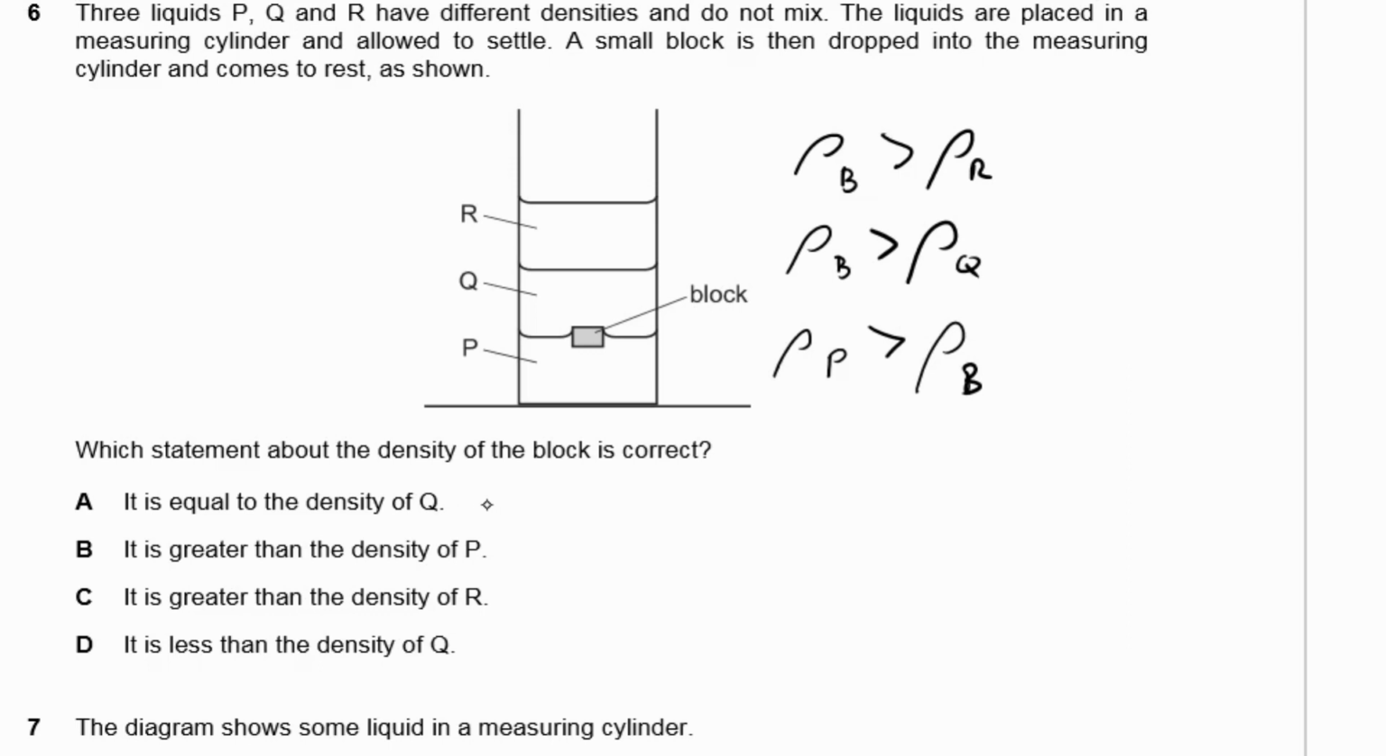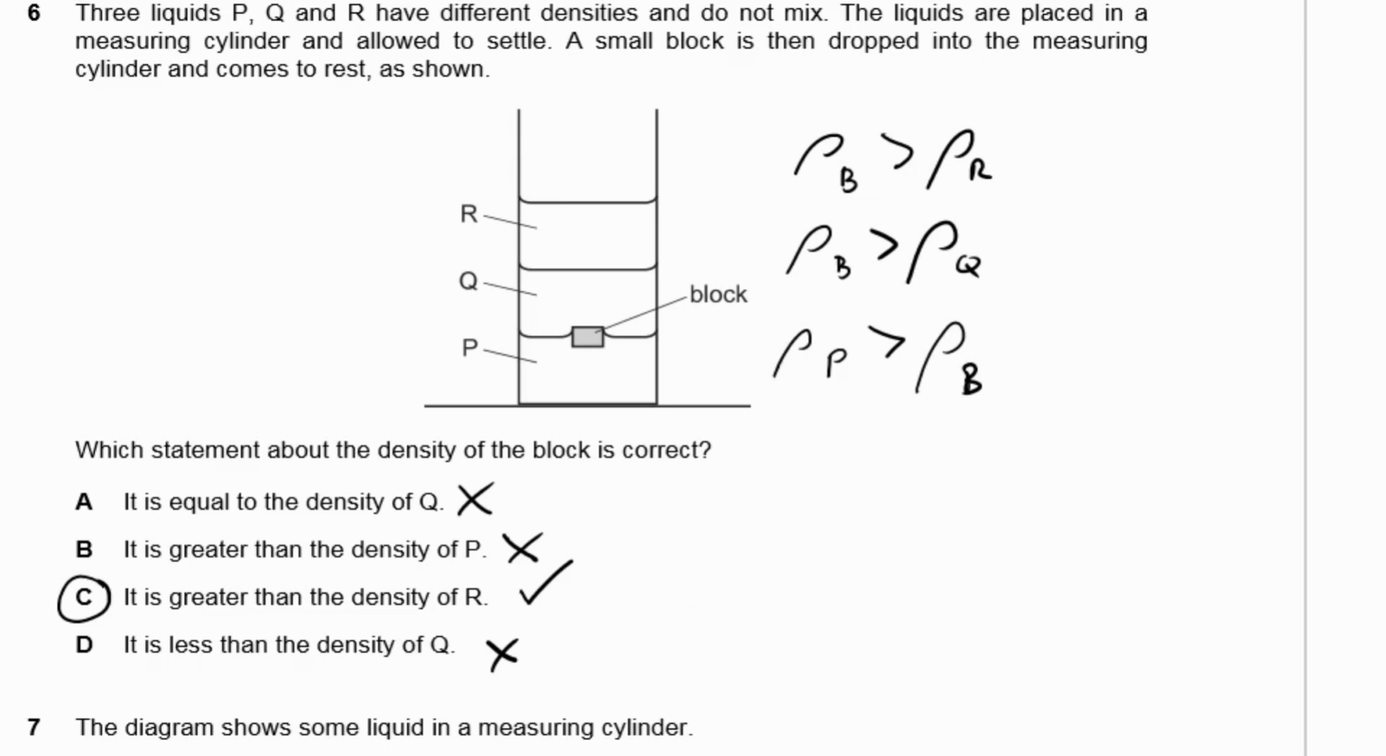So let's see what statements are there that correspond to that. Okay, so statement 1 is equal to the density of Q. No, because it sank through it. It is greater than the density of P. No, because it's floating on top of it. It is greater than the density of R. Well, that's true. It is less than the density of Q. No, because it sank through it again. Okay, so that gives us option C.